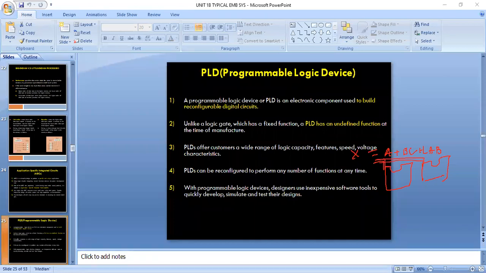For implementing this kind of logic, you can purchase this PLD from the market, you can implement that, you can program that. That is the use of PLD. See, if you have major AND logic, you can go for PLA. If you have major OR logic, then you can go for PLE. A minute difference, right? Both look similar.